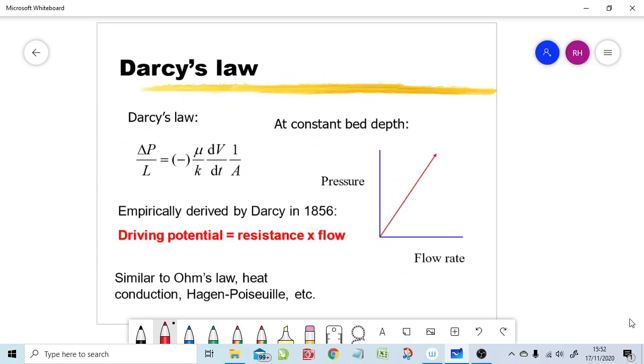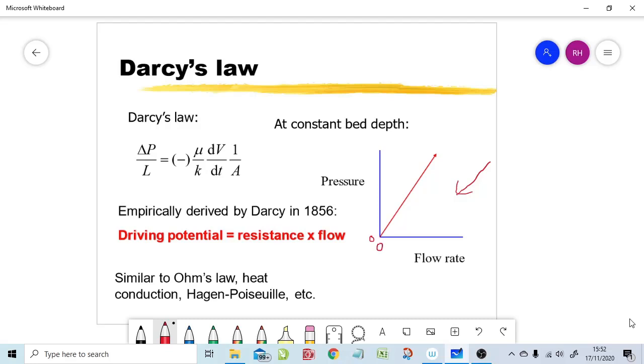So that proportionality is very much illustrated here. The consequence of Darcy's law is we were expecting this linear increase of pressure with flow rate, and of course there is no offset, there is no constant, so it'll go through 0, 0. At no flow we have no pressure drop.